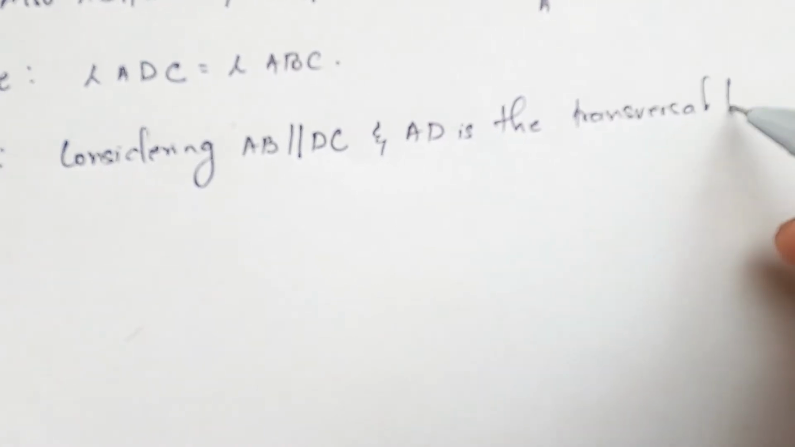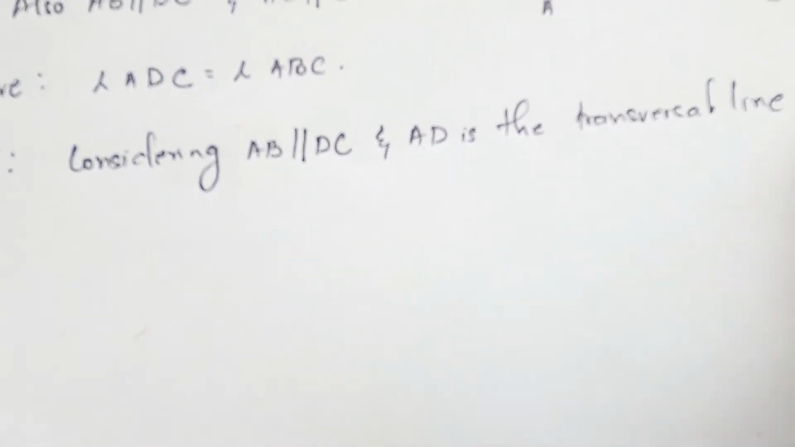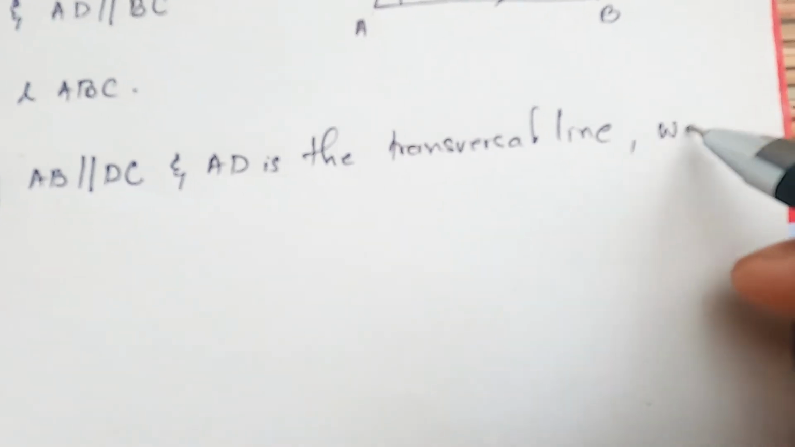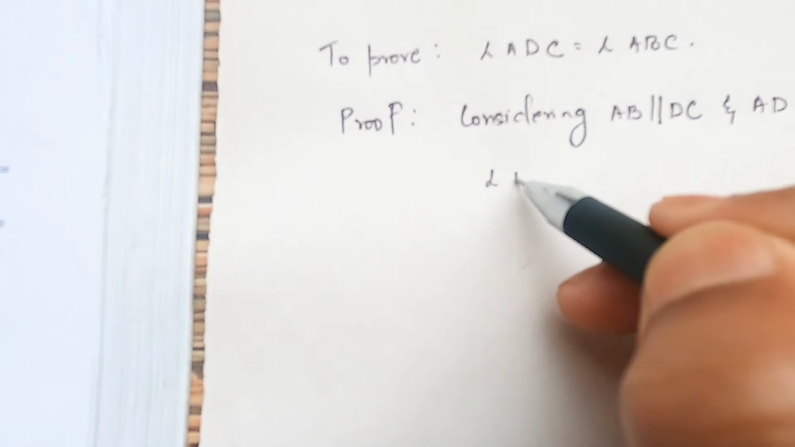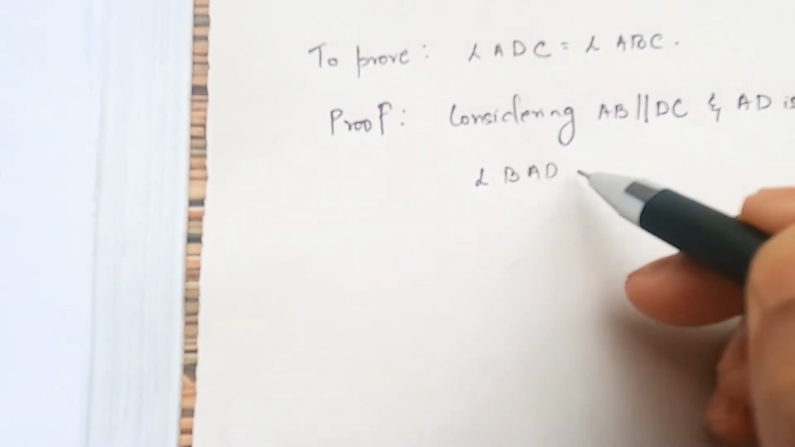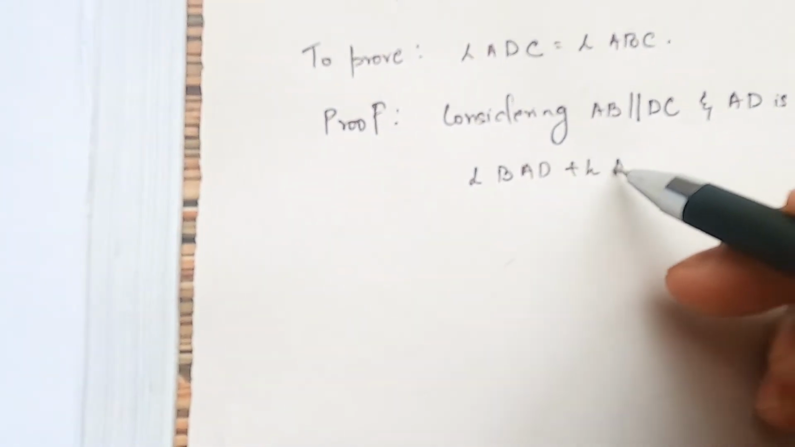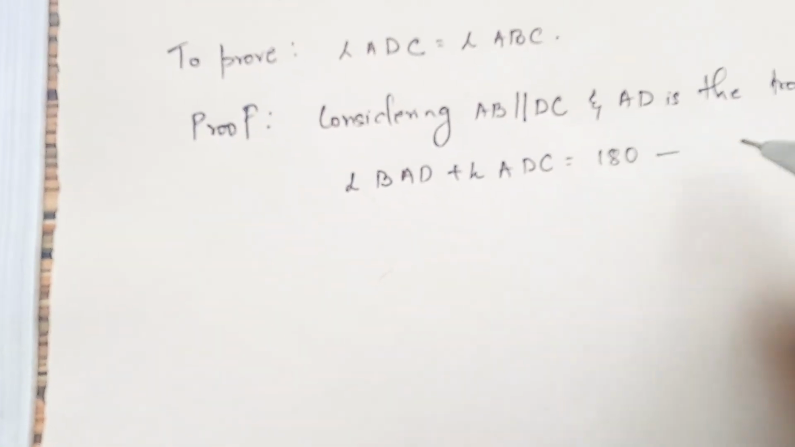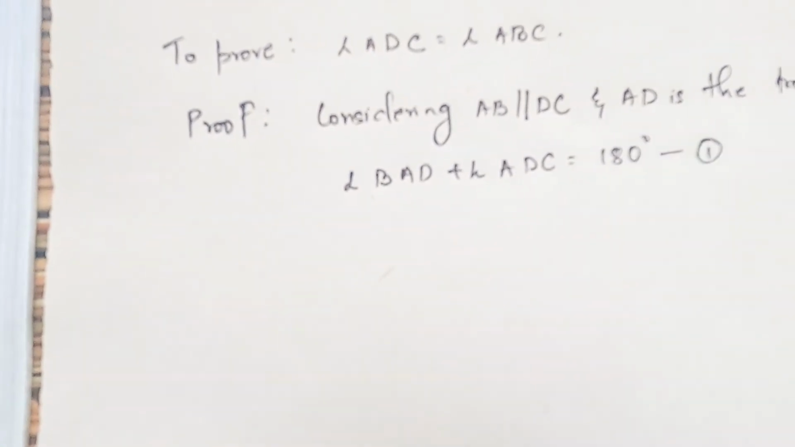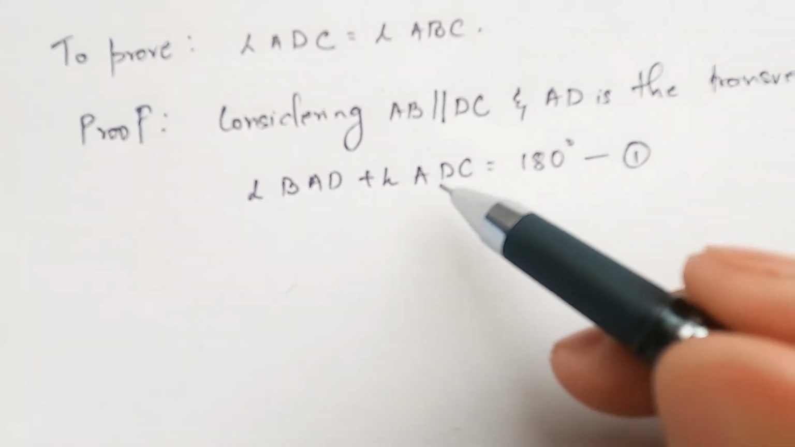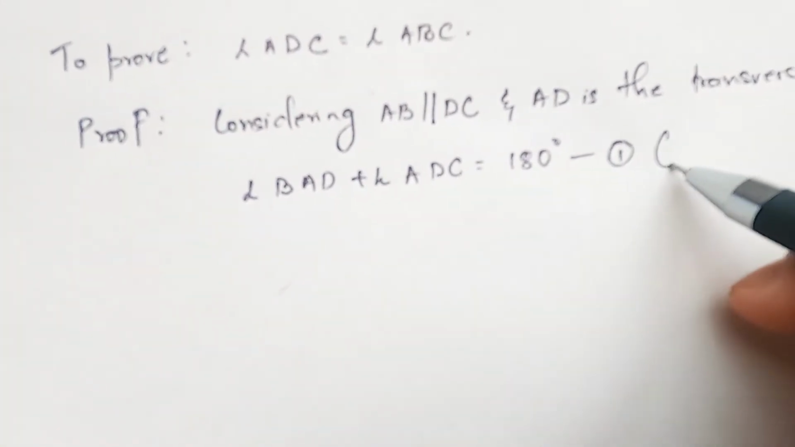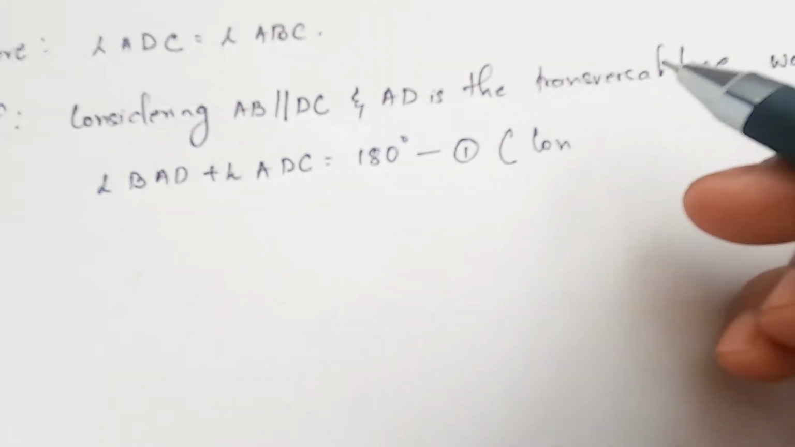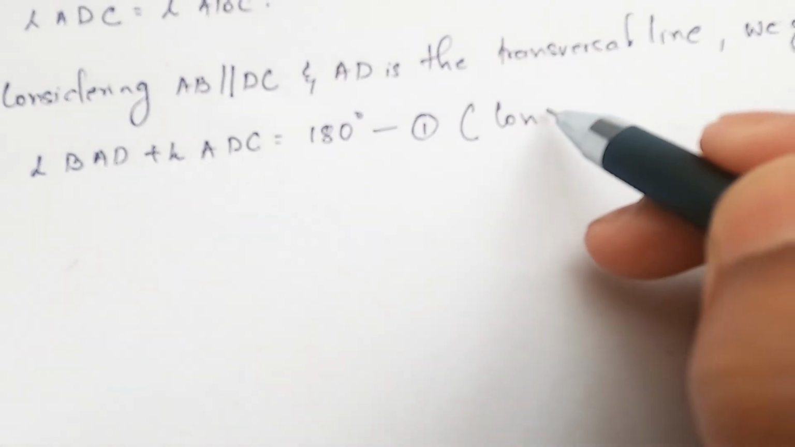All right, considering AB is parallel to DC and AD is the transversal line, we get, so you write here, we get angle BAD plus angle ADC is equal to 180 degrees. So you name this as equation 1. And what is the reason for this one? They are consecutive interior angles.